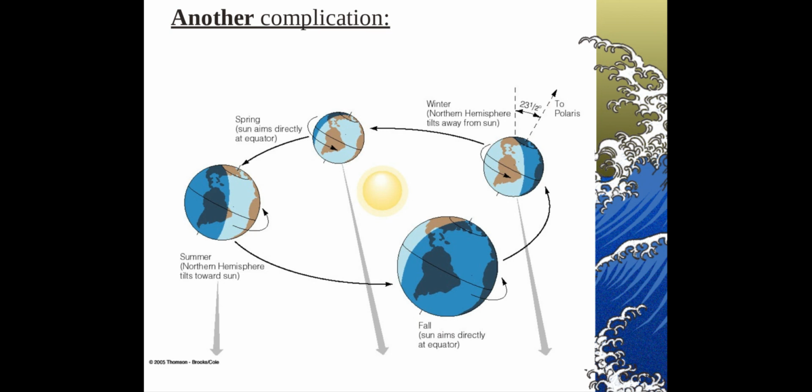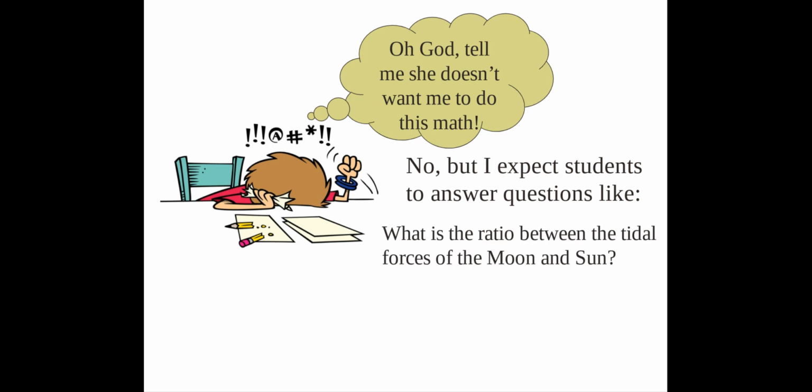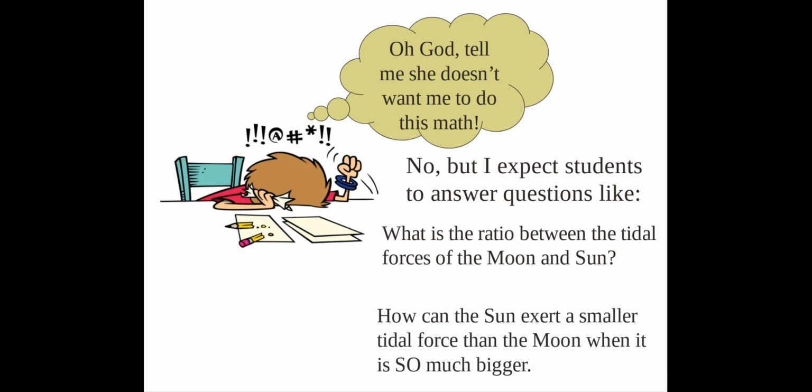Another complication is that there's a seasonal dependence. The Earth is about 3,700,000 kilometers further from the sun in the summer than in the winter. Winter tides in the northern hemisphere tend to be larger than the summer tides. Oh God, tell me she doesn't want me to do all this math. No, I really don't. But I do want you to be able to explain and answer questions like: what is the ratio between the tidal forces of the moon and the sun? And how can the sun exert a smaller tidal force than the moon when it is so much bigger?